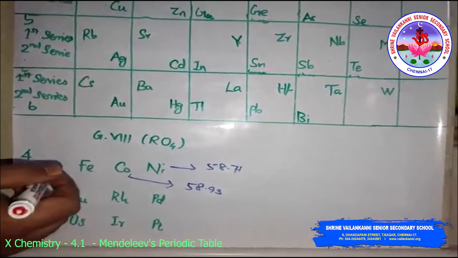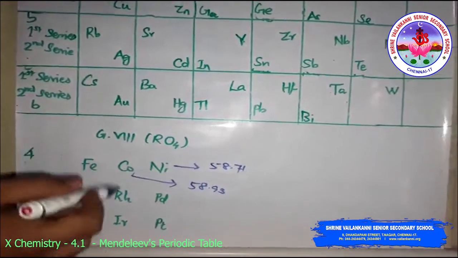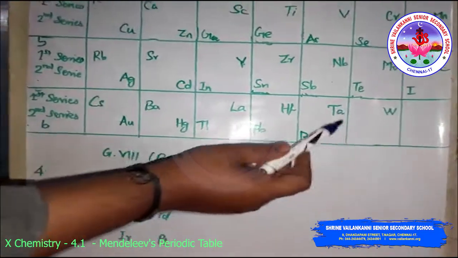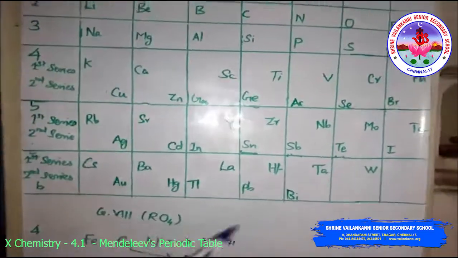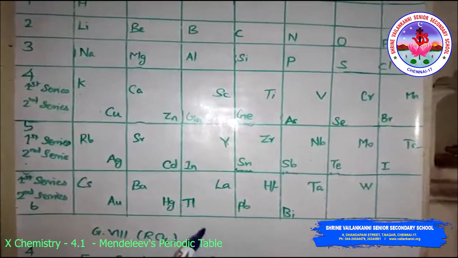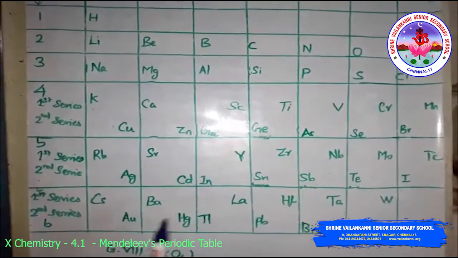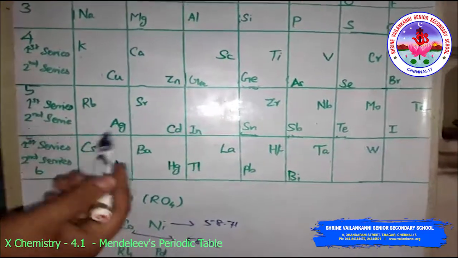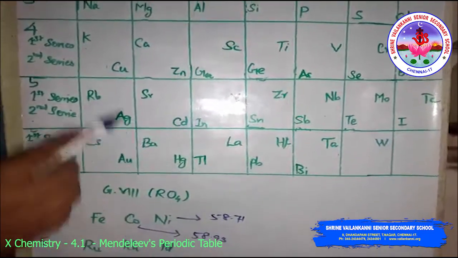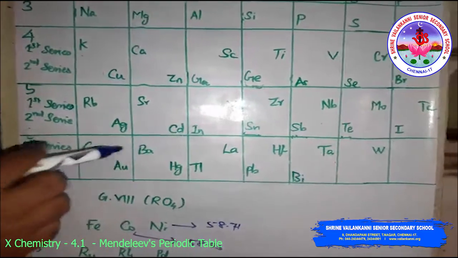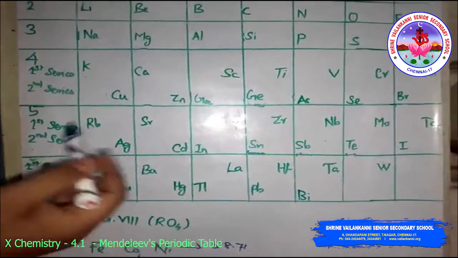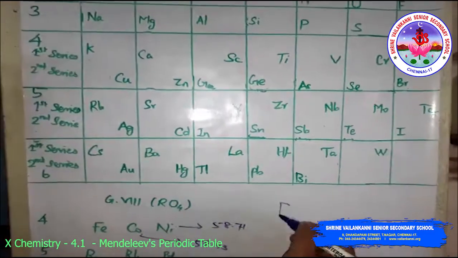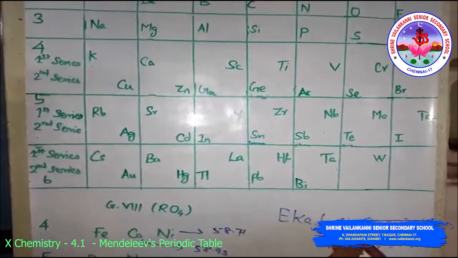Further, Mendeleev left some gaps in the periodic table, like here. Instead of looking upon these gaps as a defect, Mendeleev boldly predicted the existence of some elements that had not been discovered at the time. Mendeleev named them by prefixing a Sanskrit numeral, Eka. Eka means one.